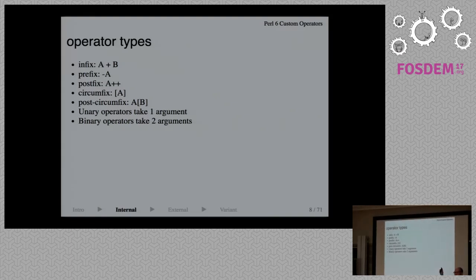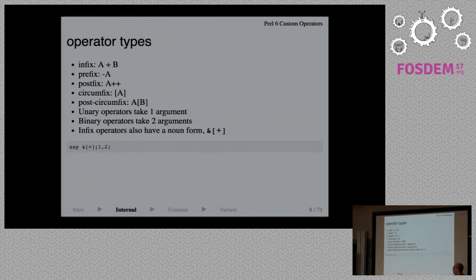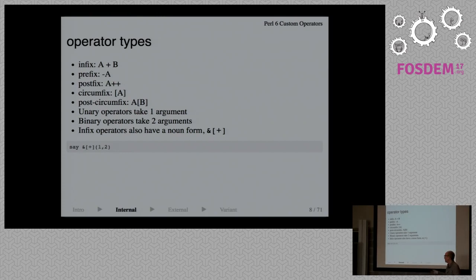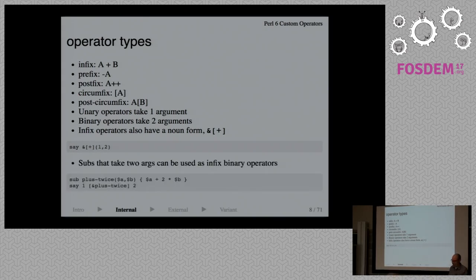So already, even though you can write A plus B, you can also use operators in what's called a noun form. So if you take the plus and you put some brackets around it and you put an ampersand in front of it, then instantly you've turned your operator into a function that takes two arguments. And conversely, you can go the other way.